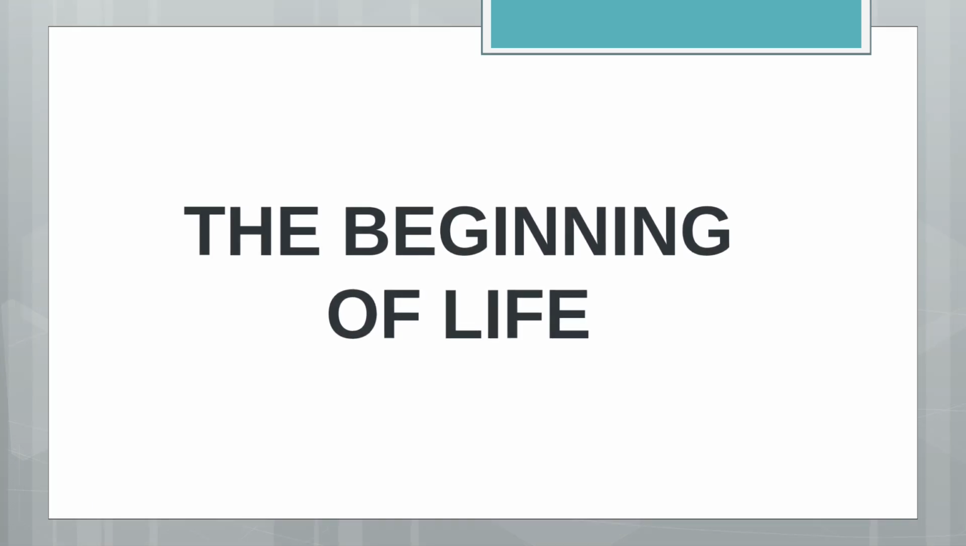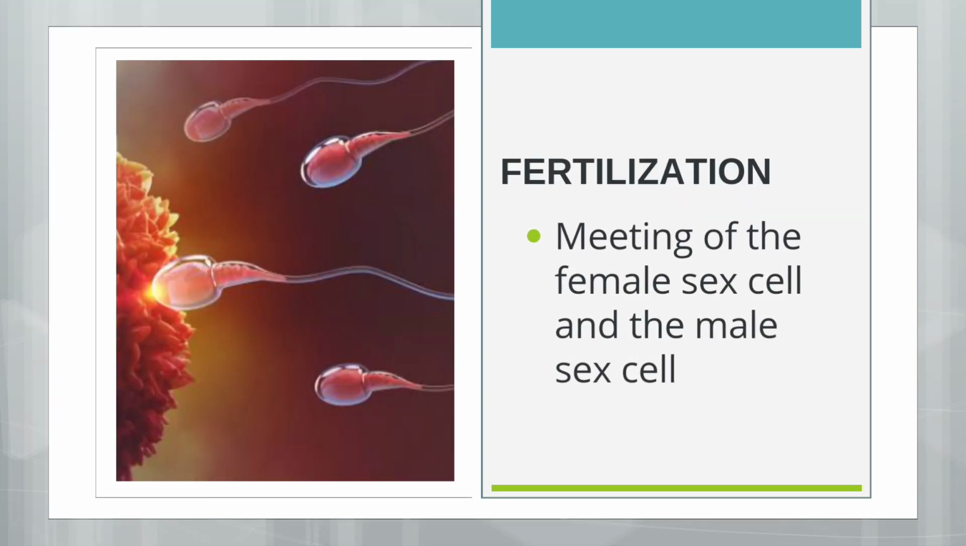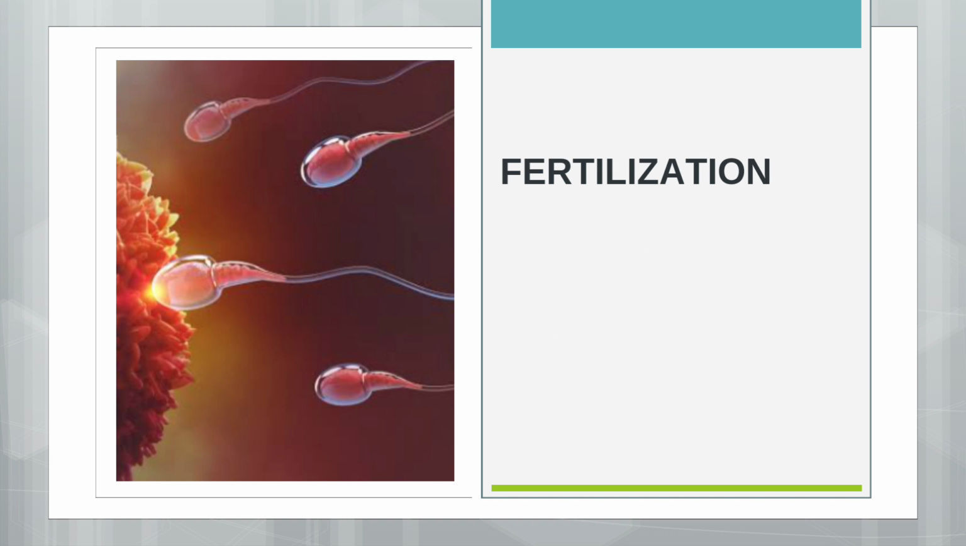So next is the beginning of life. Let us first discuss how life begins. So life begins in fertilization. This is the meeting of the female sex cell and the male sex cell. So when there is intercourse between the parents, then of course there will also be fertilization. As you can see here in the picture, this one with a tail is the male sex cell, while this one here is the female sex cell.